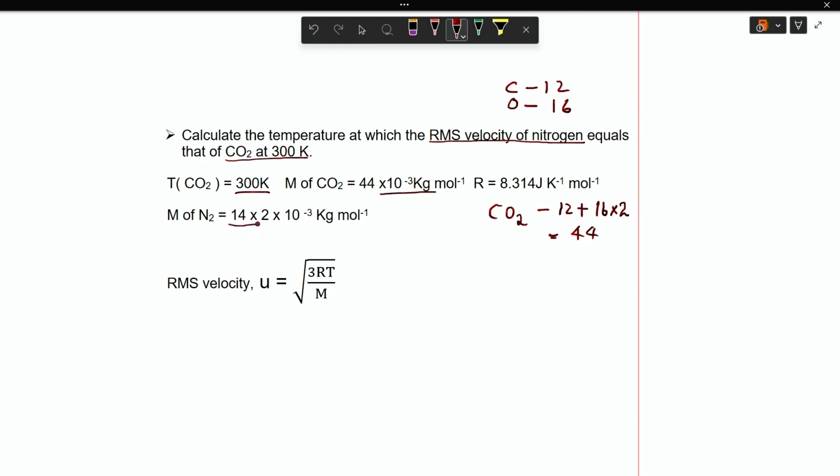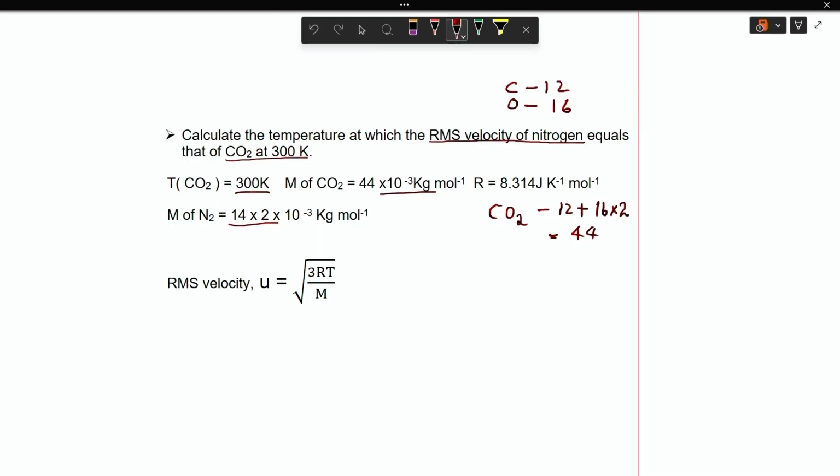is a diatomic molecule, so atomic mass multiplied by 2 into 10 to the power minus 3 kilogram per mole. So, these are the data, and we know that the RMS velocity equation is square root of 3RT by M. This is the RMS velocity, and we are supposed to find out the temperature. So, it is better we equate, because the RMS velocities of carbon dioxide and nitrogen are equal, we can equate the equations because their RMS velocities are equal.